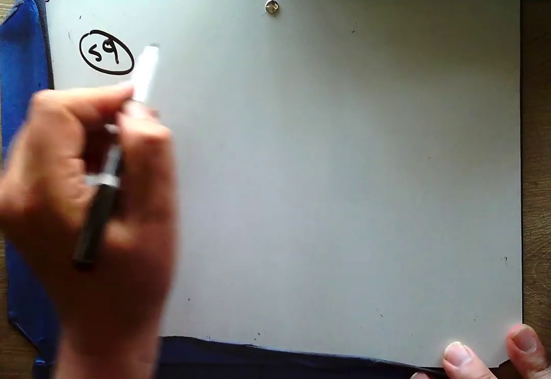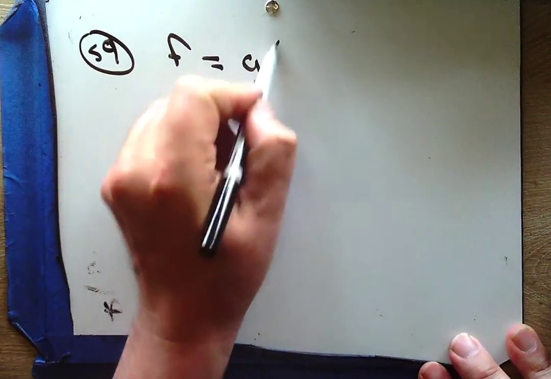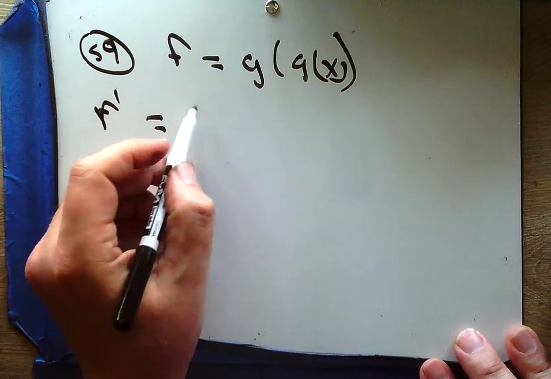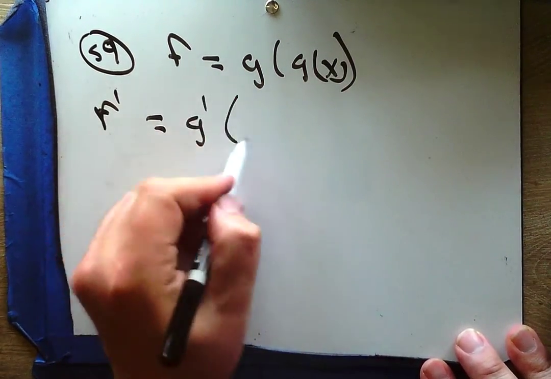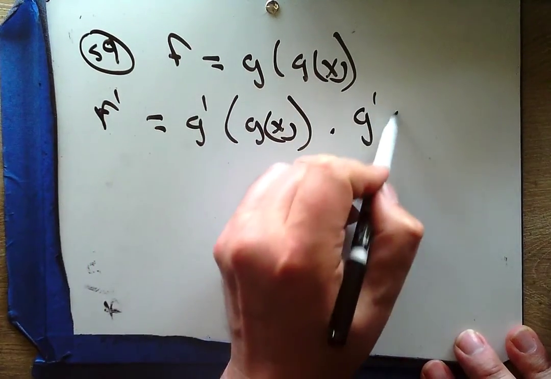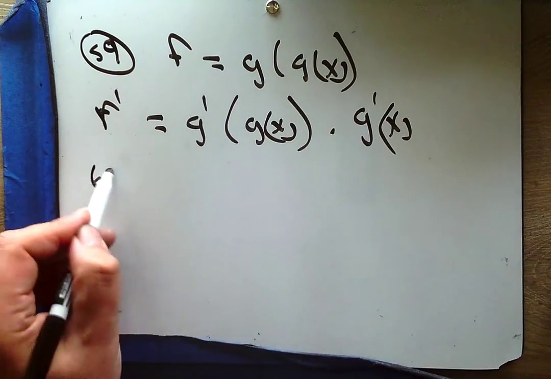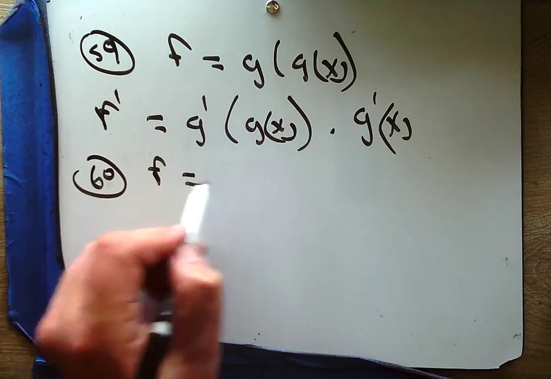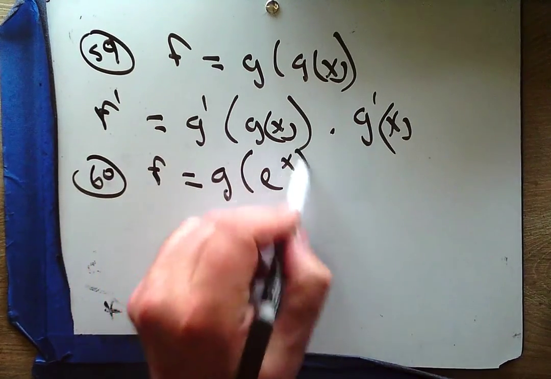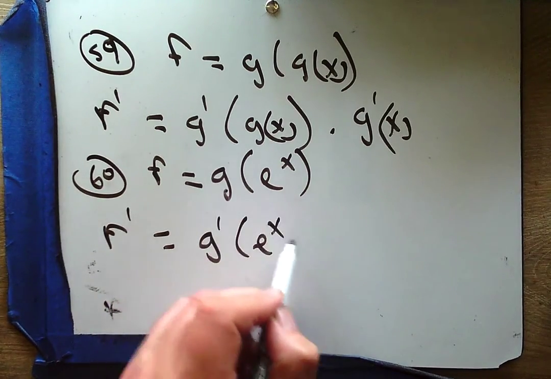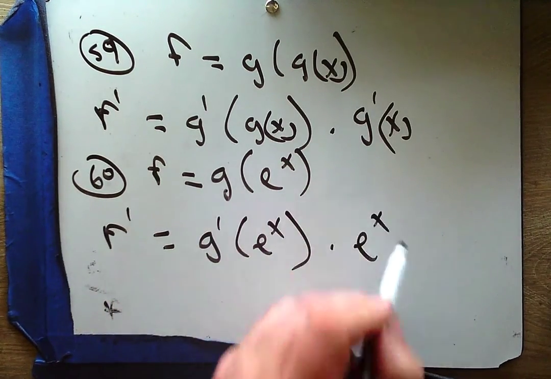59. F equals G of G of X. F prime equals derivative of the outside, leave the inside alone, times the derivative of the inside. 60. 60 says F equals G of e to the x. So F prime is going to be the derivative of the outside, leave the inside alone, times the derivative of the inside.